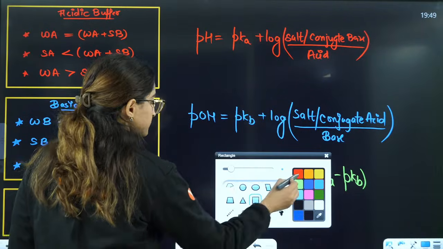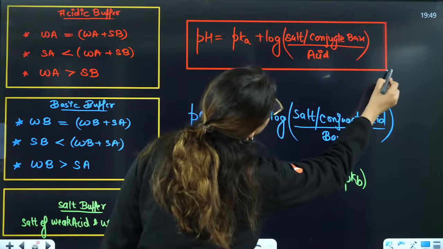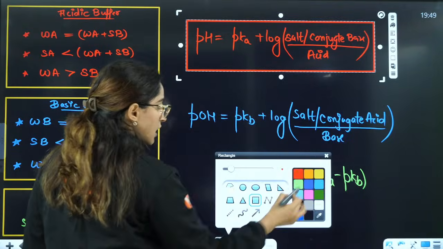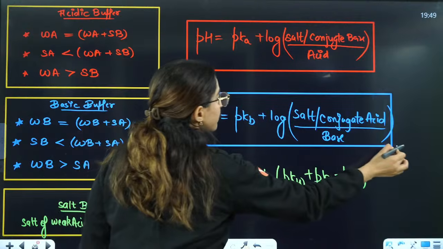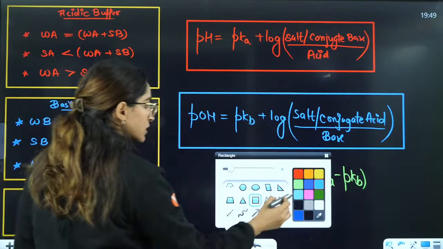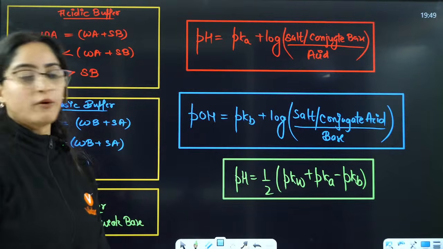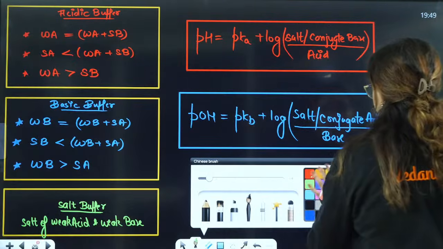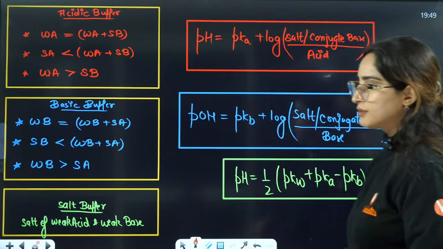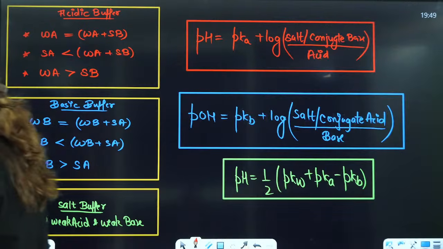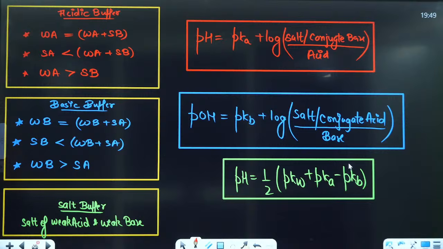Okay. This is for acidic buffer. Accordingly I am marking it with the pens. Blue means basic, green means your salt buffer. So this is the page that you must remember. Right, everybody? Tell me in the chat box.